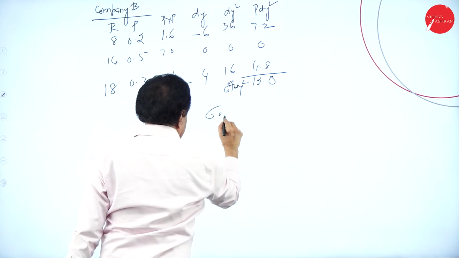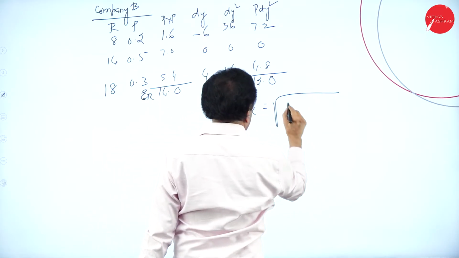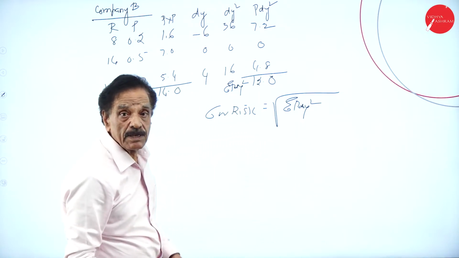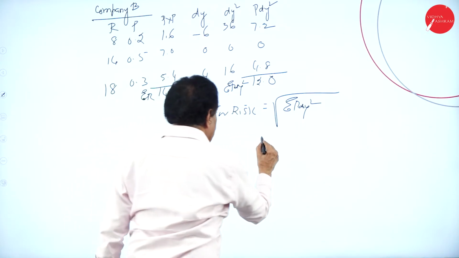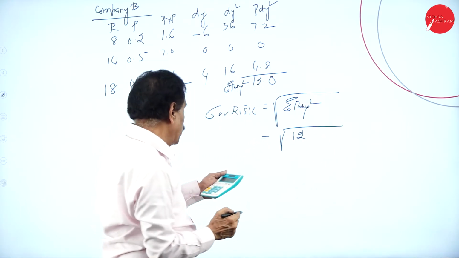So risk is the root of sigma pdy square. Add the figure, this is sigma pdy square. Root of this 12 is 3.464.